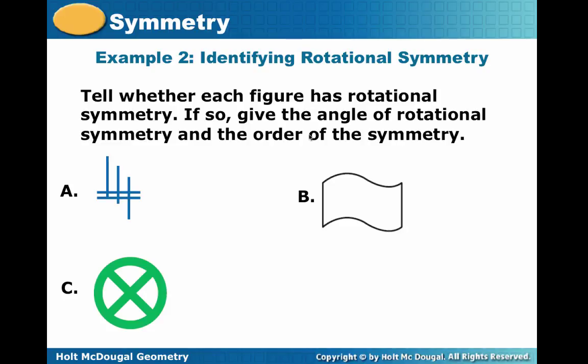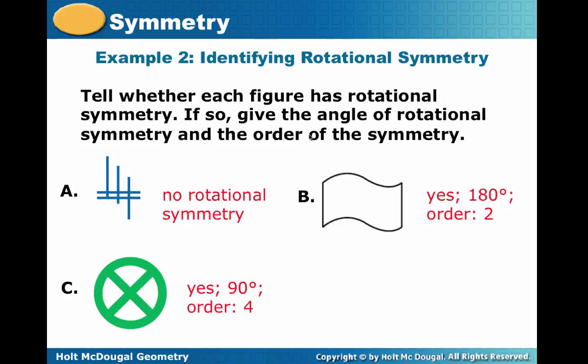Tell whether each figure has rotational symmetry. Item A does not have rotational symmetry. Item B has rotational symmetry with an angle of rotational symmetry of 180 degrees and an order of symmetry of 2. Item 3, or letter C, has rotational symmetry of 90 degrees and an order of 4.